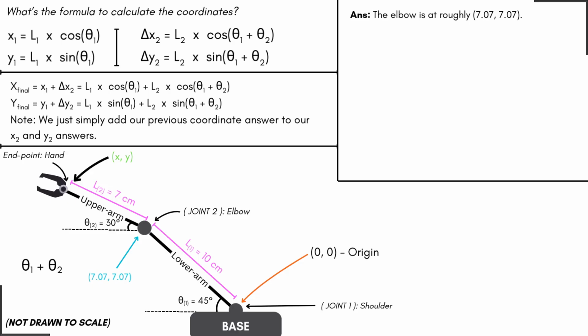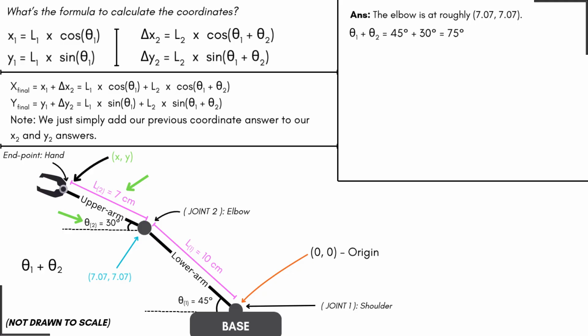Look back to the diagram. We have L2 as 7 centimeters and theta 2 as 30 degrees. We know x1 equals 7.07 and y1 equals 7.07. The total angle relative to the ground is 45 degrees plus 30 degrees equals 75 degrees.